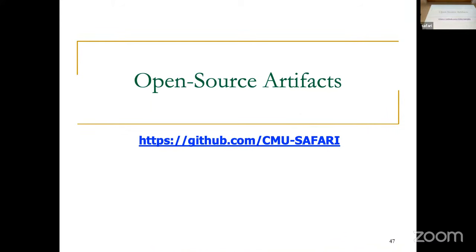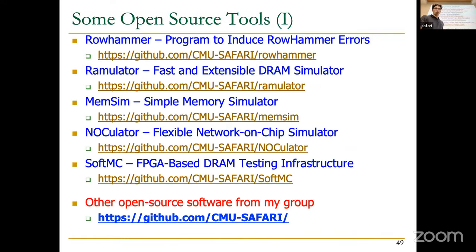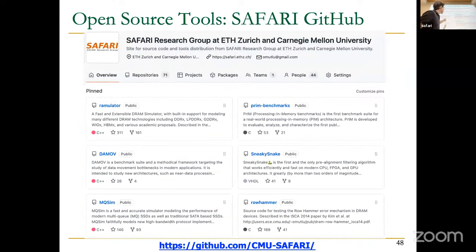We try to disseminate all the research that we do, the teaching, by making all materials available. For example, open source artifacts that you can find in our GitHub repositories. These are just some of the examples or some of the repos that you can find in our GitHub. Everything is here. There are simulators, for example, MQSim, which is an SSD simulator. There is also a simulator and a benchmark suite, same as PrIM Benchmarks, which is a benchmark suite for real processing-in-memory systems. But there is also Sneaky Snake, which is a pre-alignment filtering algorithm for genome analysis with implementations on CPU, GPU, FPGA. In the end, we try to make everything public and also well documented.